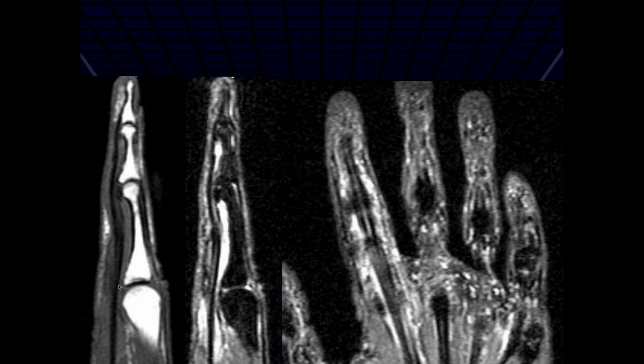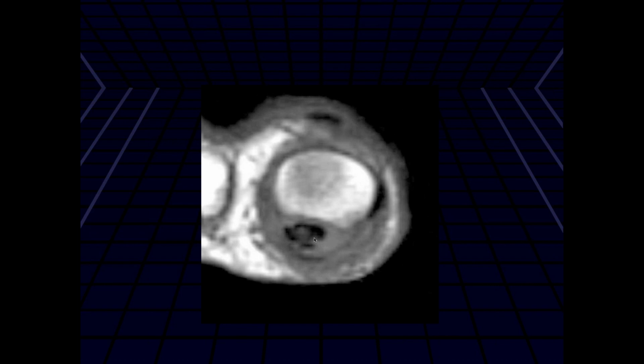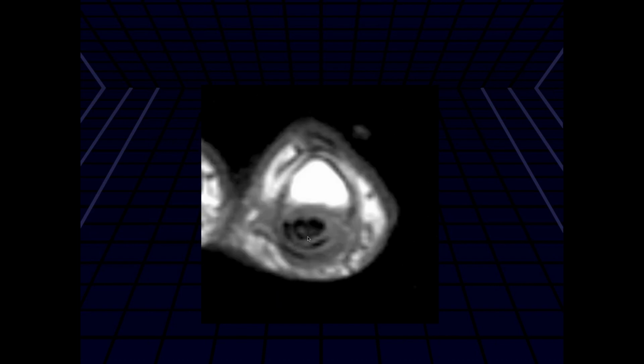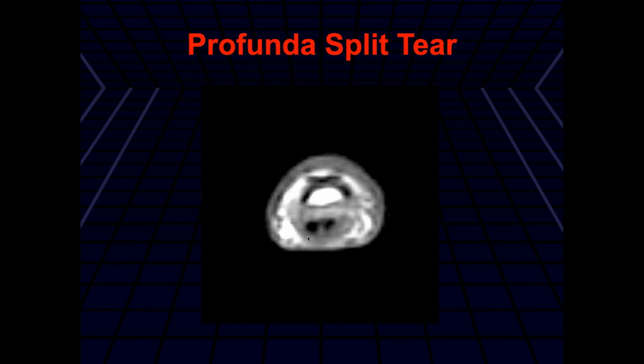Here you can see a little separation right down the middle. Oh, it looks like a longitudinal tear almost. Yep. This is the profundus and superficialis. Okay, this was a longitudinal split tear of the profundus with secondary tenosynovitis from it.